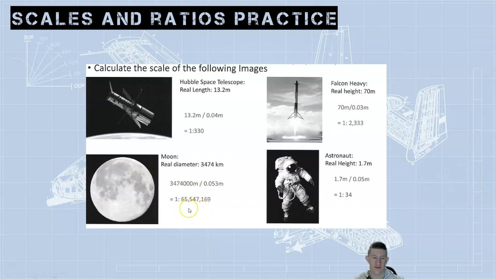The Moon, even bigger. I get a 1 to 65,547,169 thousand scale. That's pretty huge. That's a hell of a scale. And my Astronaut is a 1 to 34, so it's a much more placid little scale we're working with.